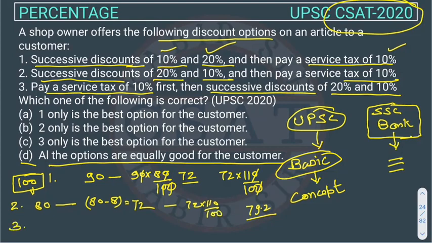Third option. What's the third option? The third option is, first of all, charging 10% service tax. So 100 rupees, the price will become 110, and then giving a discount of 20%. So 20% discount over this. So we will deduct 22 rupees from this, 88 rupees, right?